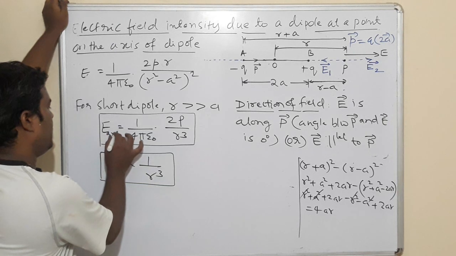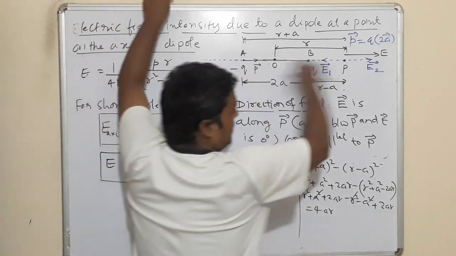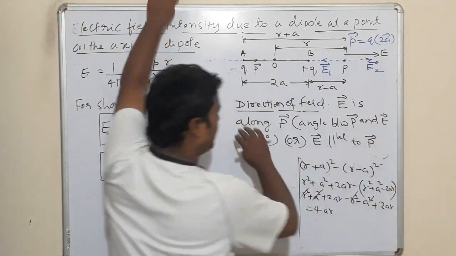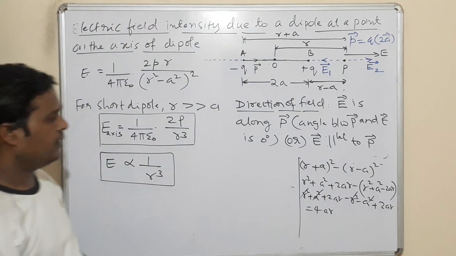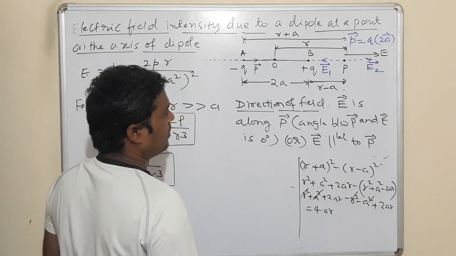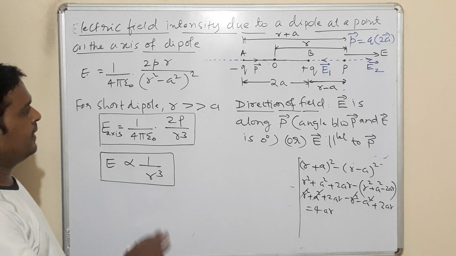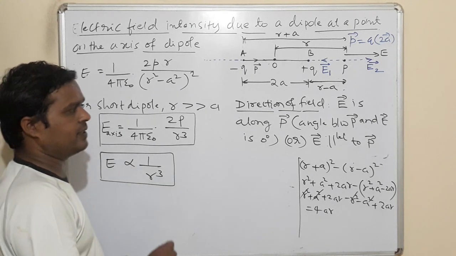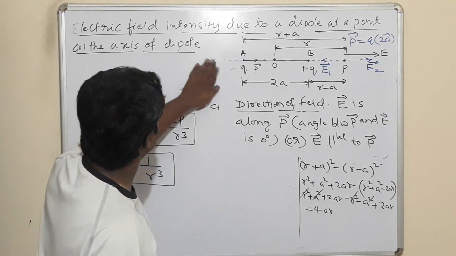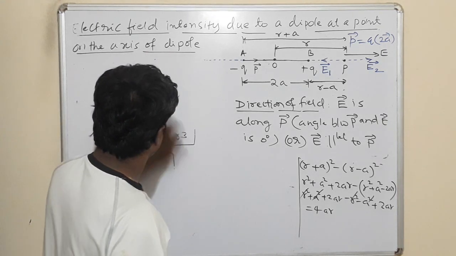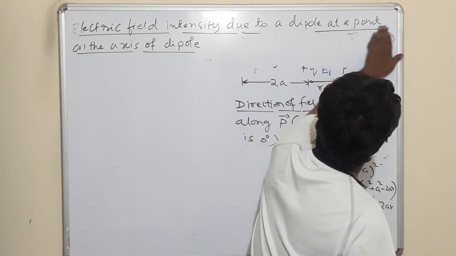This is the electric field at a point on the axis. What is the direction of the field? It is along p, it is parallel to p, and the angle between p and E is 0 degree. This is the electric field at a point on the axis of the dipole. Pause the video and write all the steps very clearly. Without writing you can't remember this mathematics.